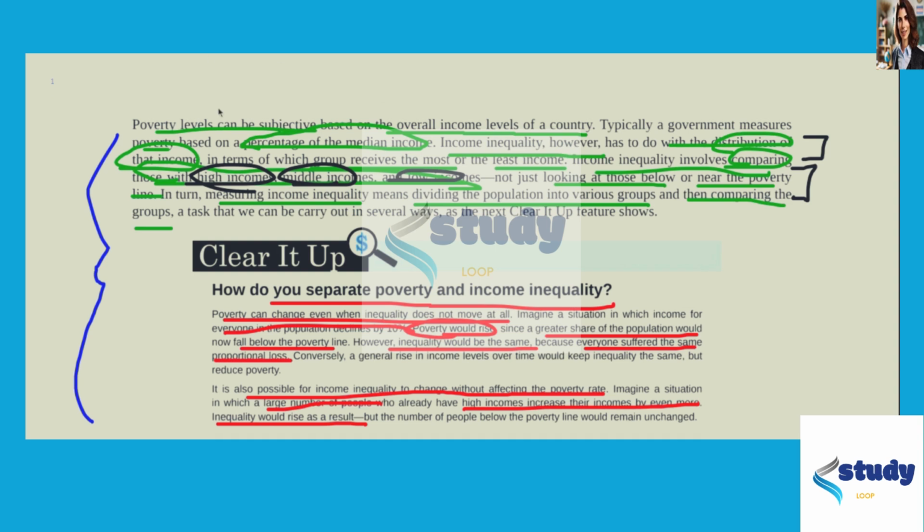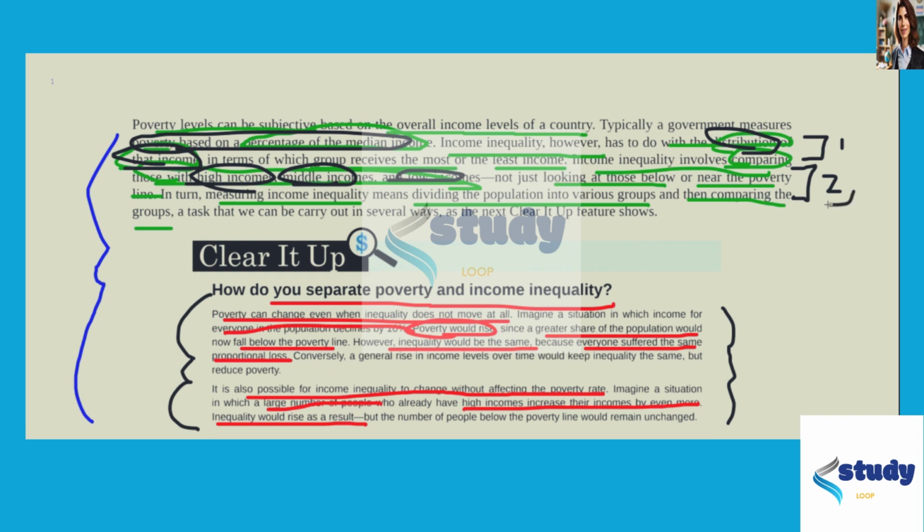And then also poverty is based on a percentage of the median income, whereas income inequality has to do with the distribution of that income. I think that's another important key difference. And this clear it up feature gives us real world examples of how one can change when the other stays the same, and then the other can change with the first one staying the same, essentially. So I'd say these are the two main differences, and then maybe mention a brief example or two from here to include in your final answer. But that's about it. That fully explains our differences between income inequality and poverty.